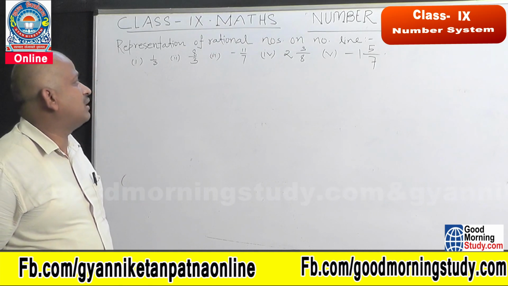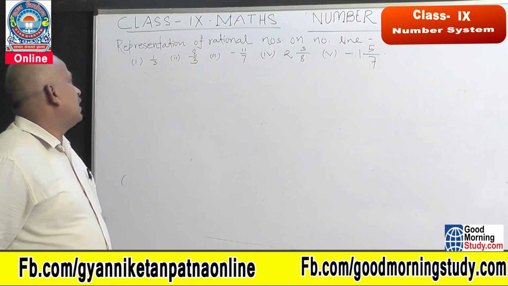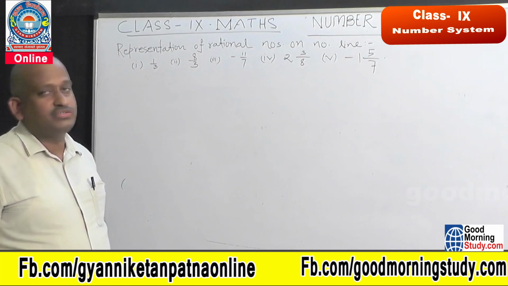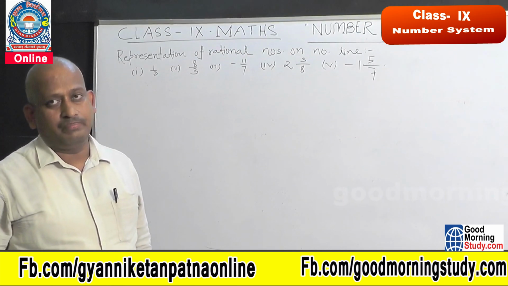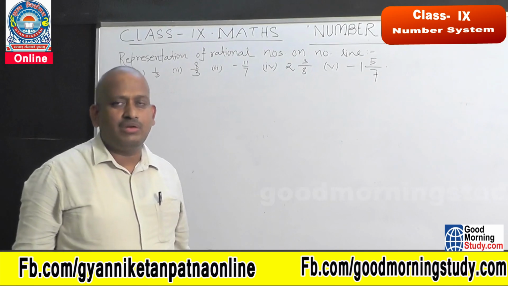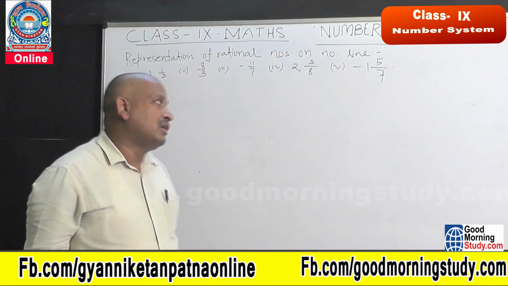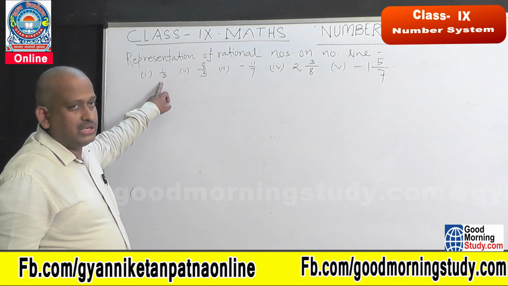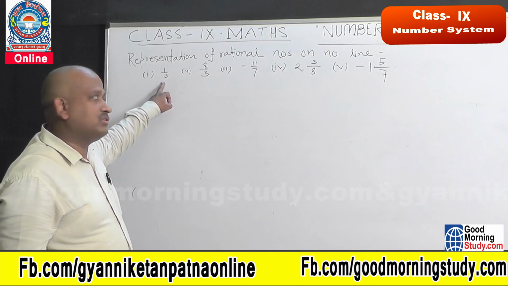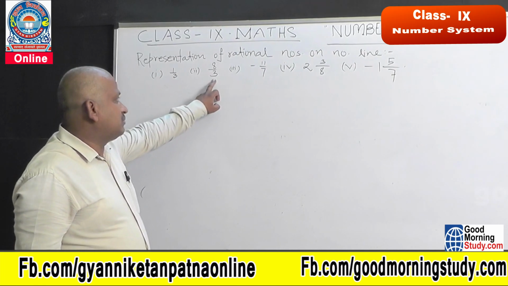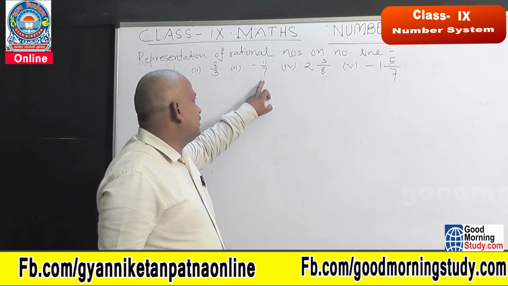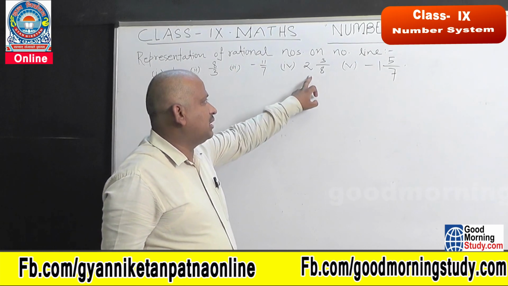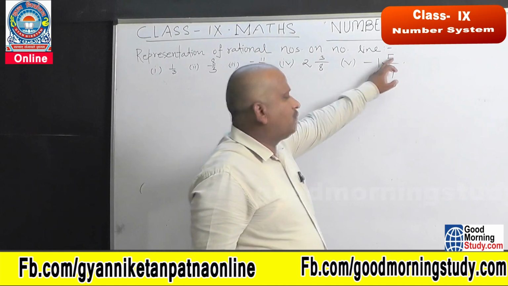This is maths class, so number system, and the subtopic is representation of rational number on the number line. And this I am going to explain you by taking few examples. So example first, I have taken 1 by 3 will represent on the number line, 8 by 3, minus 11 by 7, 2 whole 3 by 8, and minus 1 whole 5 by 7.